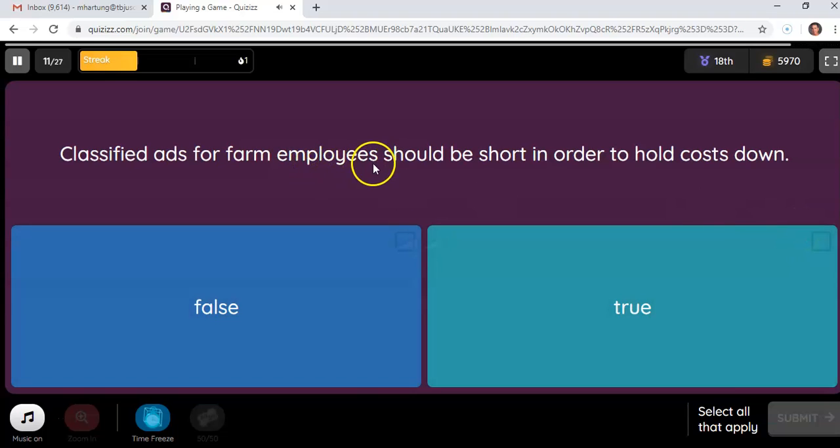Classified ads for farm employees should be short in order to hold costs down. That's not a good idea. You need to put in that classified ad necessary information to find qualified people, not focus on how many words you're paying for in a newspaper.